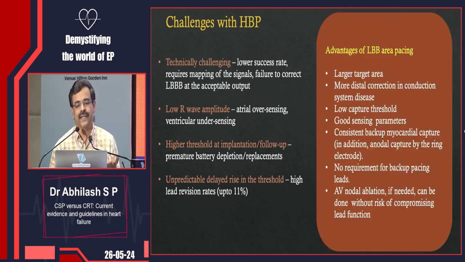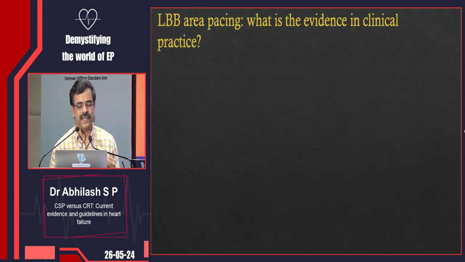Then the left bundle area pacing came up, which has a larger area to target, more distal correction in conduction, and the thresholds are more consistent and low. But we can see we used to keep one pulse width for the His bundle, whereas it's the same as any other pacemaker for left bundle, 0.4 pulse width, and consistent myocardial backup pacing. If the left bundle fails, you have the ventricular capture there, unlike the His bundle. No requirement for backup pacing leads, and AV nodal ablation, if needed, a typical example would be an AF, can be done safely because your lead is distal to it.